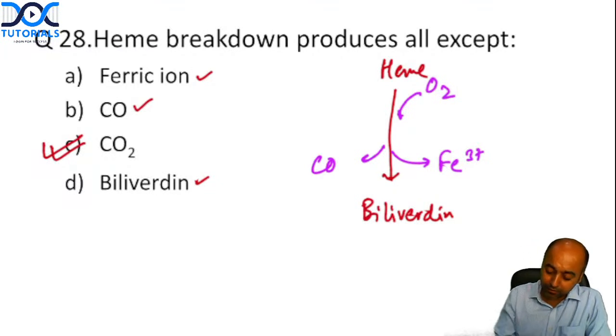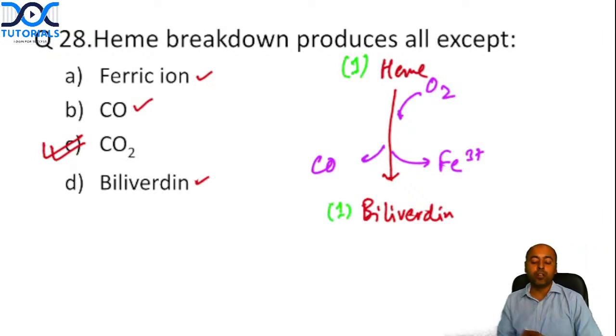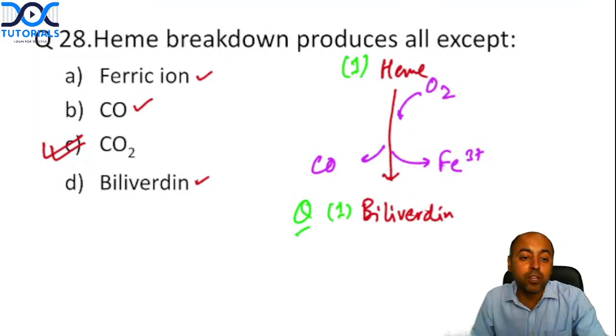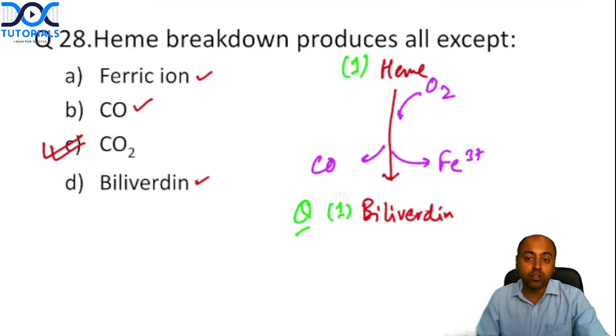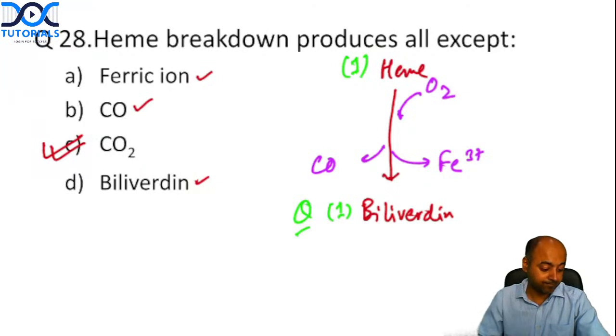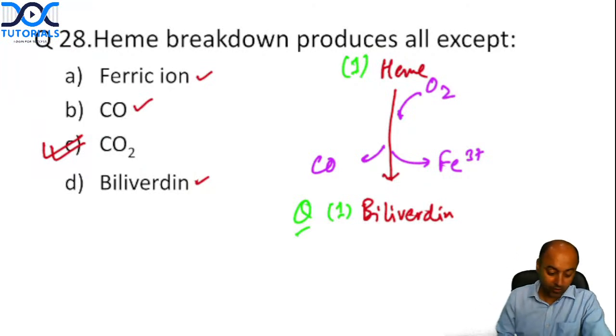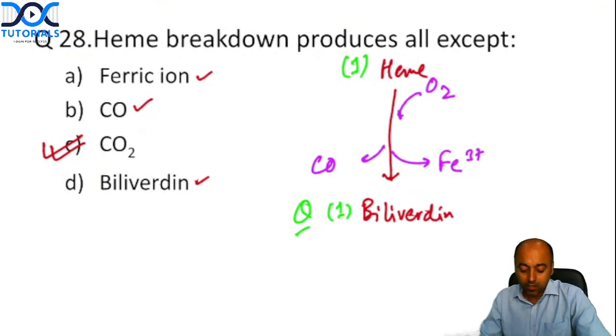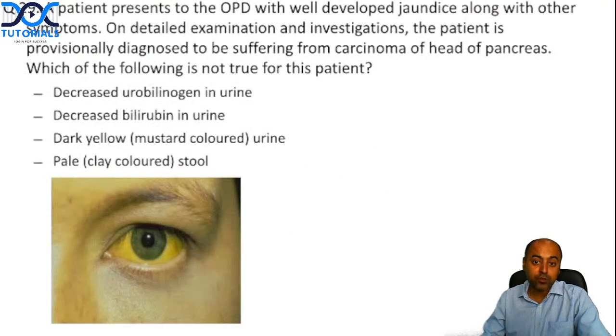So for every molecule of heme you get one molecule of biliverdin. This is another question which is asked. Equimolar release of biliverdin is seen for the heme. Very good. Okay, moving on to question number 29.